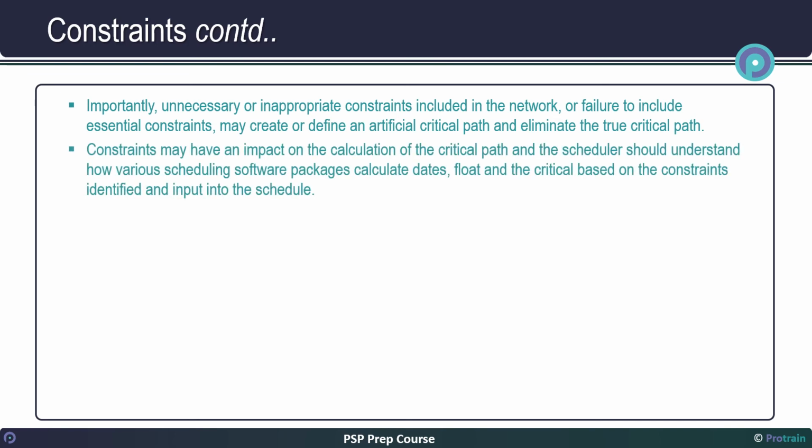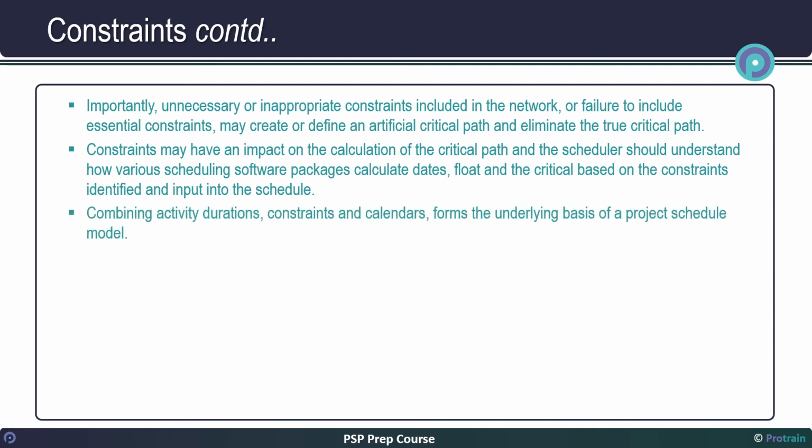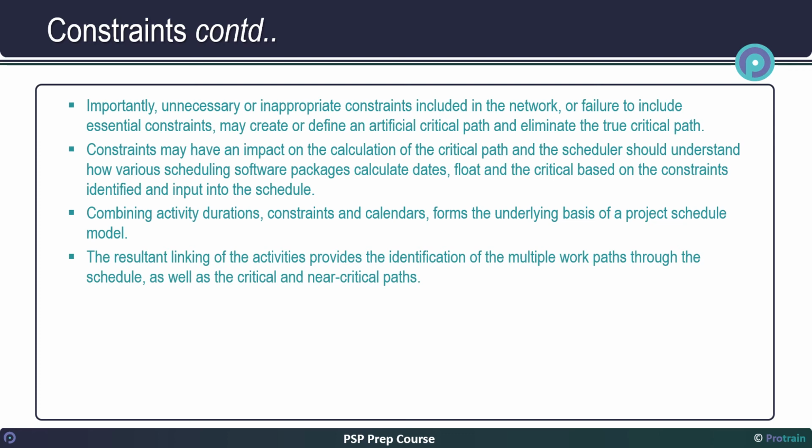Constraints may have an impact on the calculation of the critical path, and the scheduler should understand how various scheduling software packages calculate dates, float, and the critical path based on the constraints identified and input into the schedule. Combining activity durations, constraints, and calendars forms the underlying basis of a project schedule model. The resultant linking of the activities provides the identification of the multiple work paths through the schedule, as well as the critical and near-critical paths.